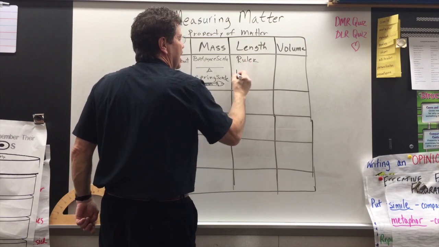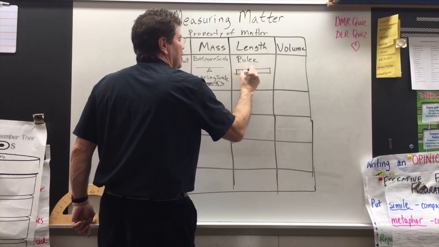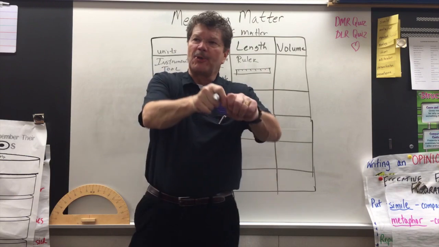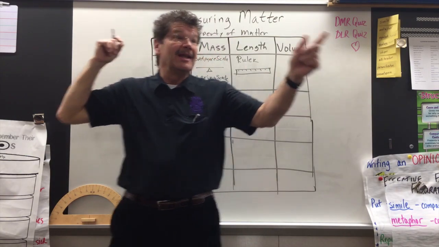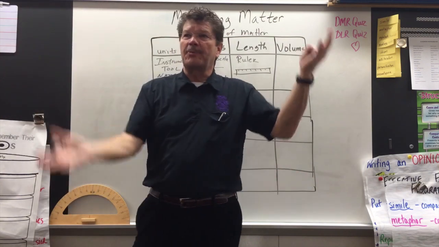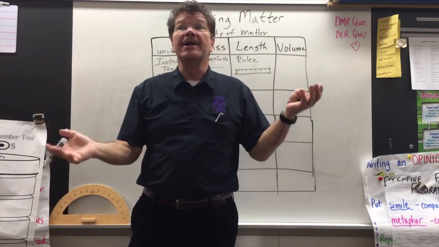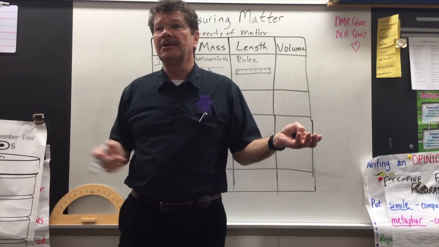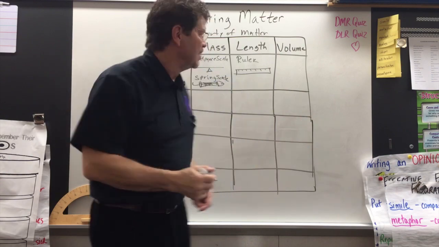And it looks like this. So if I do this, what property? Length. What instrument? A ruler. And if I do this, what property? Mass. And what instrument? Scale. What kind of scale? Balance scale. All right.